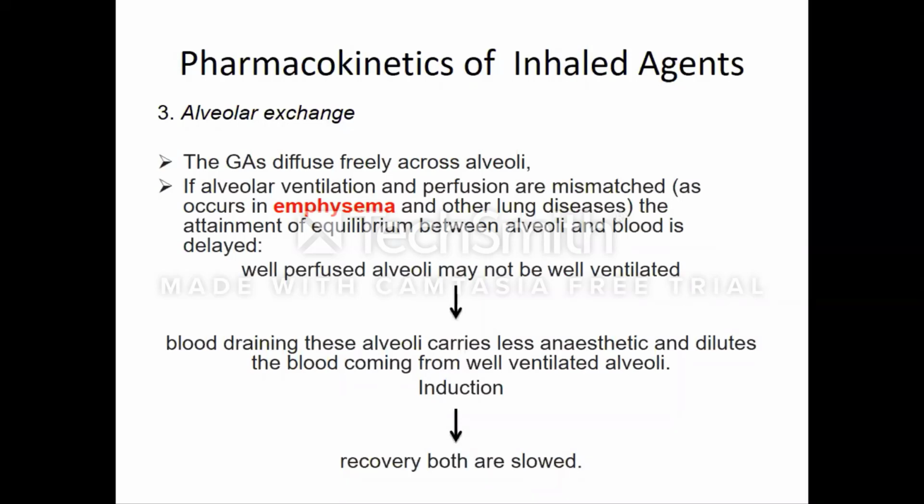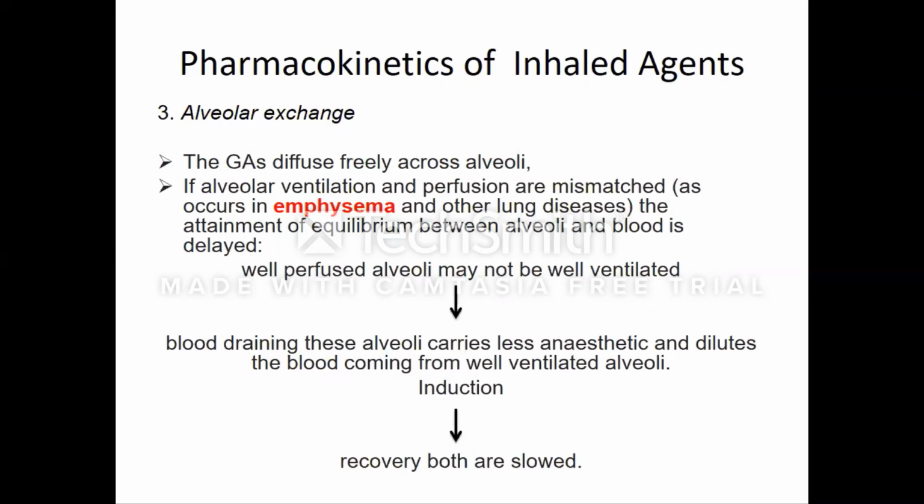The blood which is draining such alveoli may sometimes carry a lesser amount of the anesthetic and dilute the blood coming from the well ventilated alveoli, because there is some portion of the alveoli which may not be well ventilated. The portion which is not well ventilated will receive less anesthetic agent, so the blood coming from the less ventilated area will have less anesthesia, whereas the blood coming from the well ventilated area has a greater amount of anesthesia.